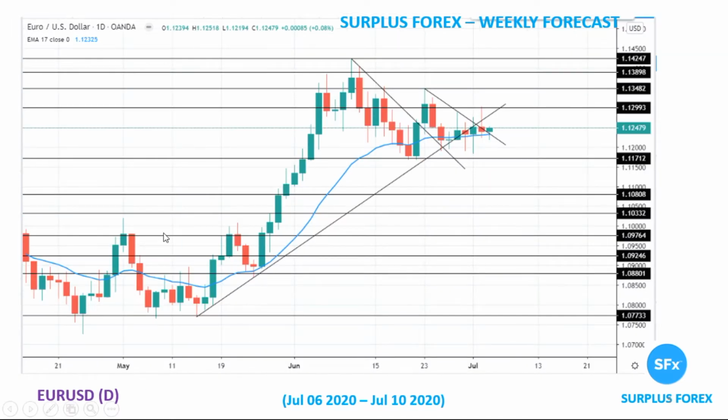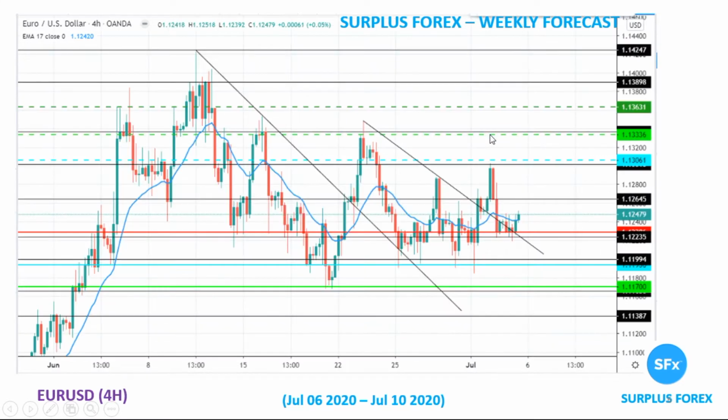For Euro USD, as I said earlier, it's at a crossroads with almost all the pairs. Once again, on a daily time frame, it's above the EMA 17 and below the major trend line, currently sitting at 112.47. My bias on the USD index is bullish, so I'm taking that Euro USD will fall. It might touch 112.65, but it will fall from there onwards. Currently it's sitting at 112.50, 112.47.